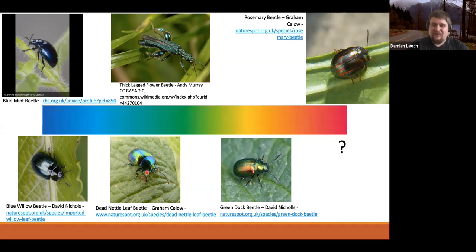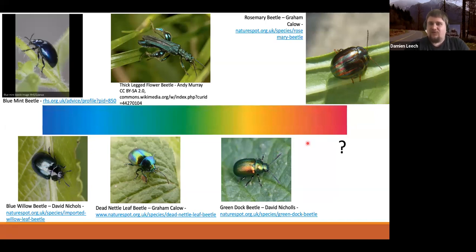The dead nettle leaf beetle, I'm really hoping to find one of these one day, because it's an amazing array of colors. From the images I saw, it kind of can do blue, green, yellow, and a little bit of red. So a really broad covering of this entire color spectrum. And then the green dock beetle that we saw before, again here with our green, yellow, and red.